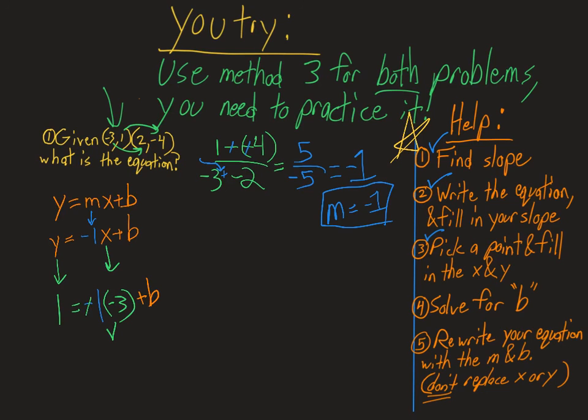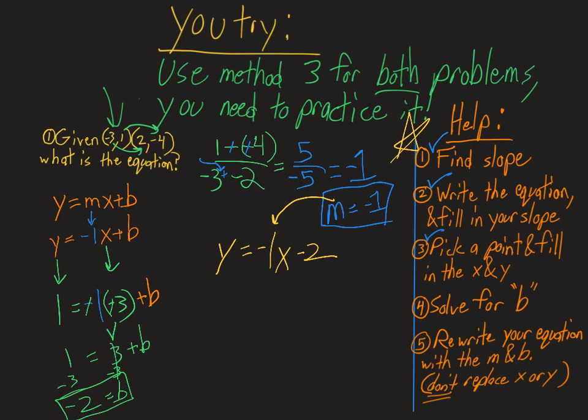Negative times negative, those will cancel. We end up with positive 3. 1 equals 3 plus b. Subtract that 3 off. Negative 2 equals b. There we go. And we're about done. Last step, don't forget to write your equation. Slope, negative 1. Don't forget your x and y in there. And the b is negative 2. There we go.